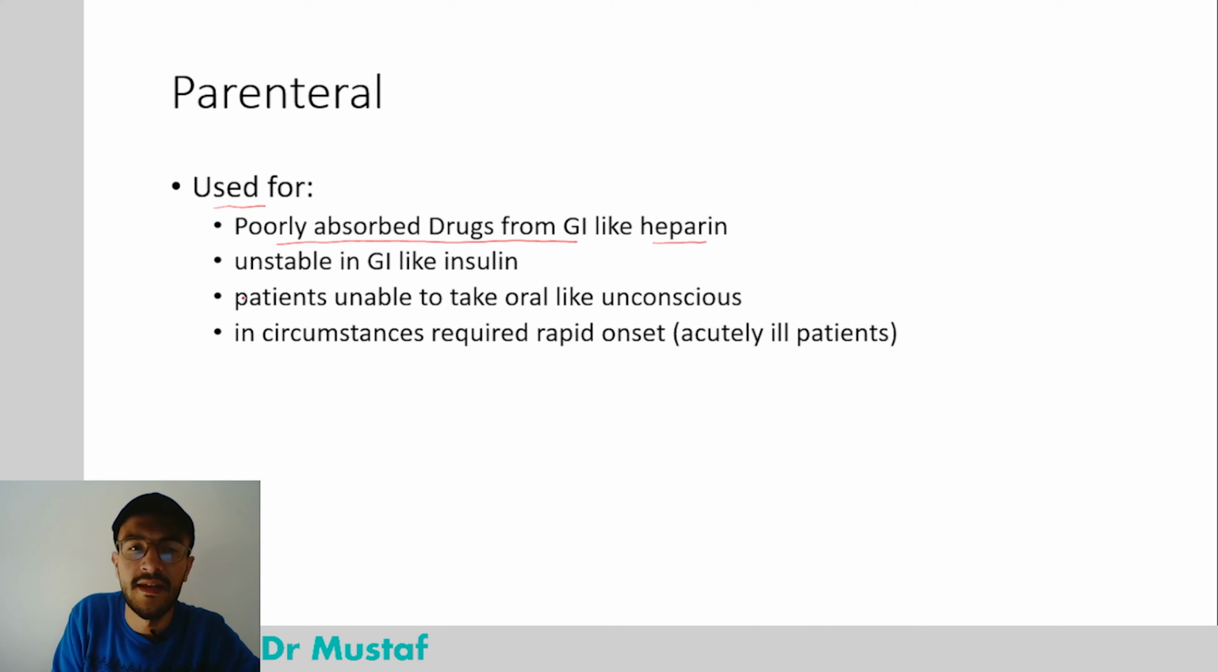So the parenteral routes are used for the poorly absorbed drugs from the GI tract, like the heparin, and the unstable drugs in the GI, like the insulin. They are also used for the patients that are unable to take oral medications, like the unconscious patients, and in circumstances that require rapid onset of the drug, and that's in the acutely ill patients. Those require rapid onset of the drug, and we give them the drug parenterally, so it would be faster than the other routes.